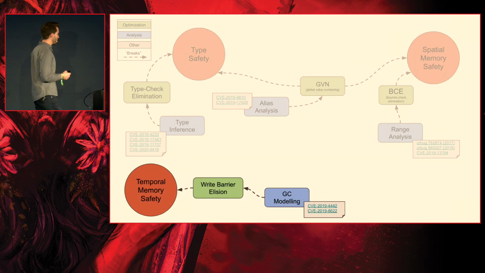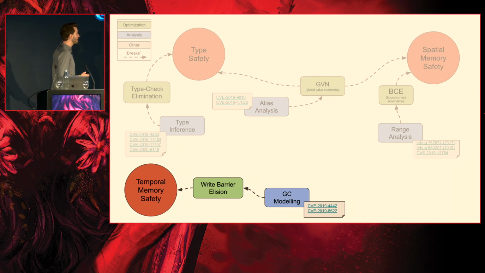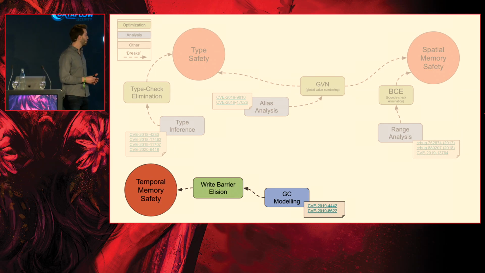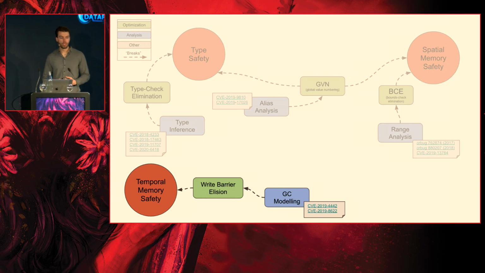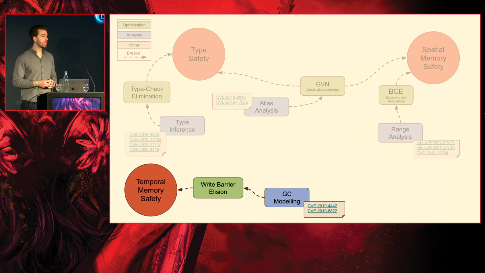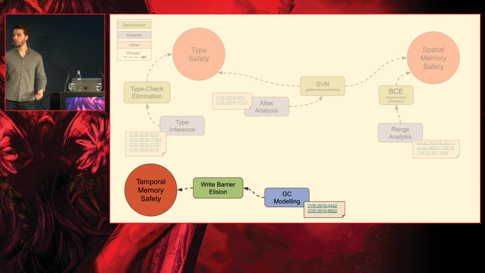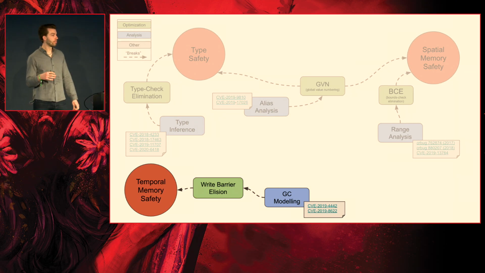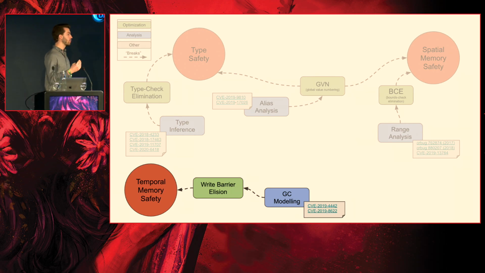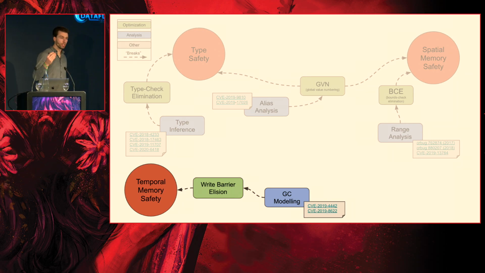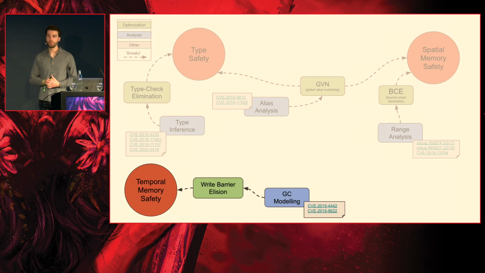Moving on, really for the temporal memory safety, I could only find one type of bug, which has to do with GC modeling and write barriers. Now, write barriers in a garbage collected language mean that if your collector has scanned an object and then this object changes, then you need to tell the collector to rescan because it might now point to a new object.